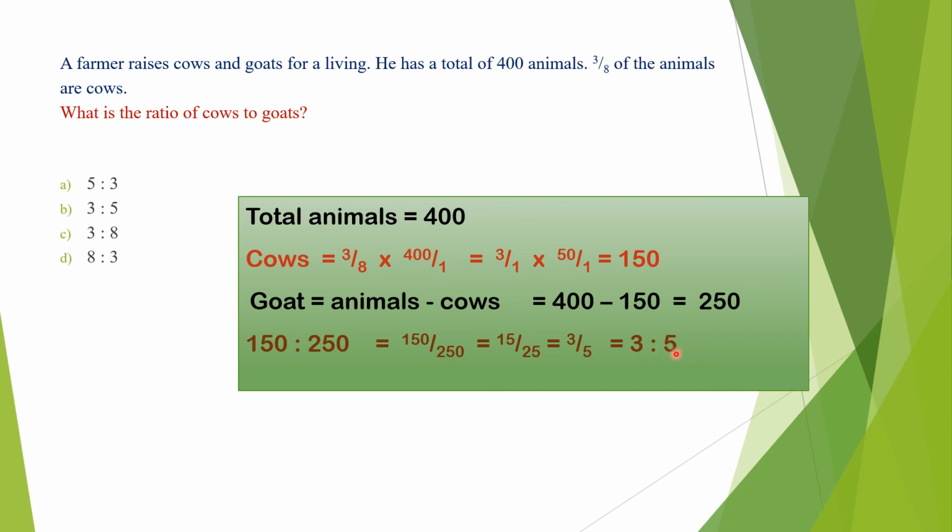And as we would have seen here, the cows were less than the goats. Hence, we write the cow first, which is the lesser one in this case, to goat. Now, do we have 3 to 5 over here? Yes, we have 3 to 5. So we go ahead and circle our correct answer.